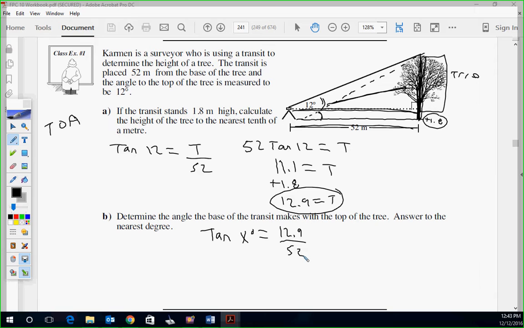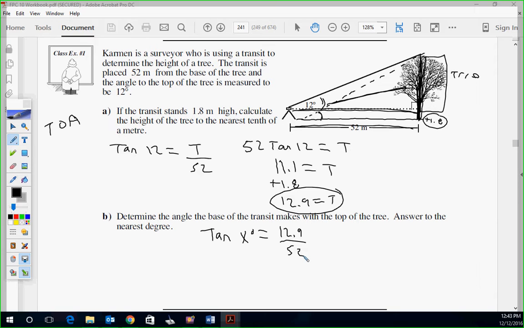Can we please just pause for a second while you're writing things down? I want you to understand something. The ratio of opposite over adjacent, I really want you to understand we're going to get a pretty small degree measure still, and why are we getting a small degree measure?